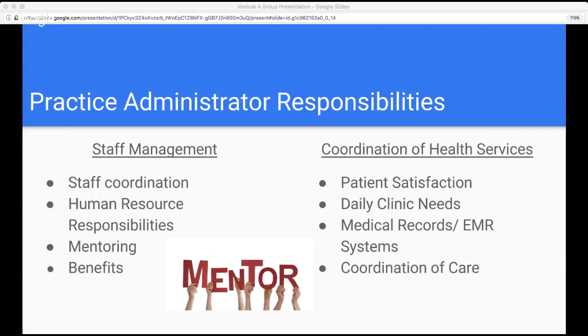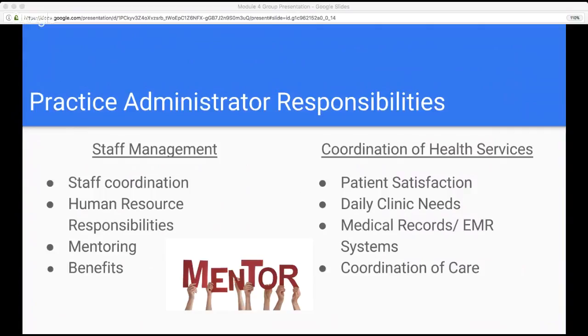Practice administrator responsibilities, staff management. Carolyn responded, her responsibilities vary day to day, and at times I'm organizing coverage for staff and physician schedules, hiring and disciplinary responsibilities, conflict resolution, and staff team building.